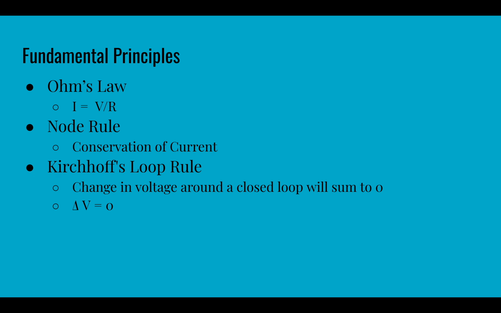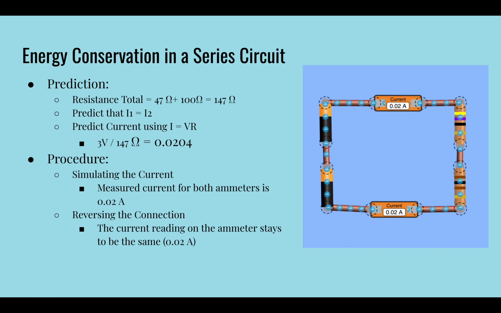And then we also have Kirchhoff's loop rule, which states that the sum of voltage drops around any closed loop in a circuit is equal to the sum of voltage sources in that loop, so the change in voltage is going to be equal to 0 in a closed loop.